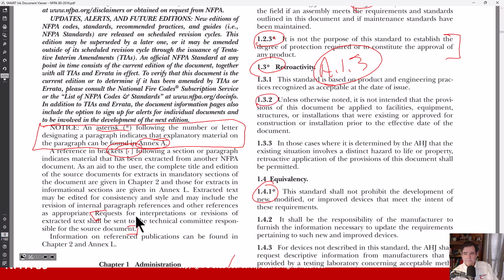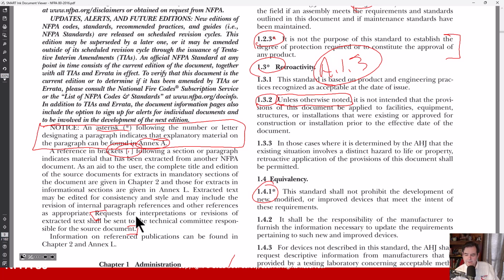132. Pay attention to how these words are phrased. This is key to understanding not just NFPA 80, but any code book or any other standard. These three words: unless otherwise noted.